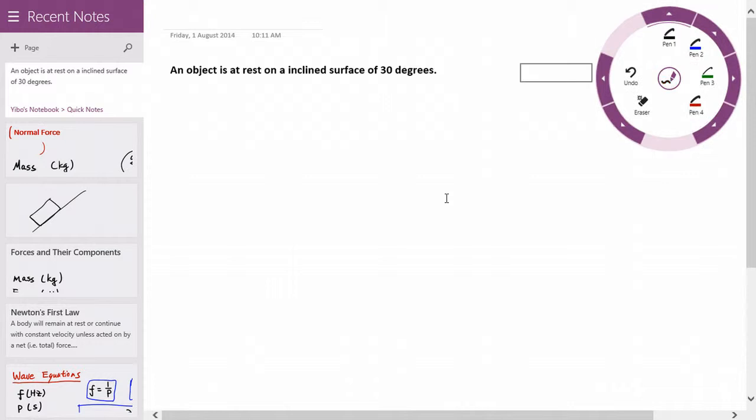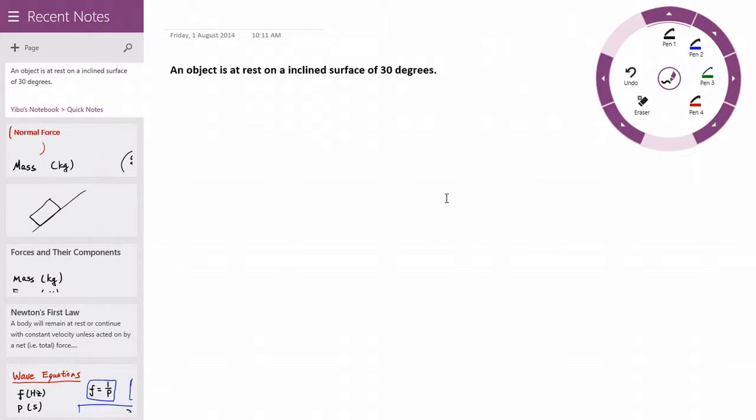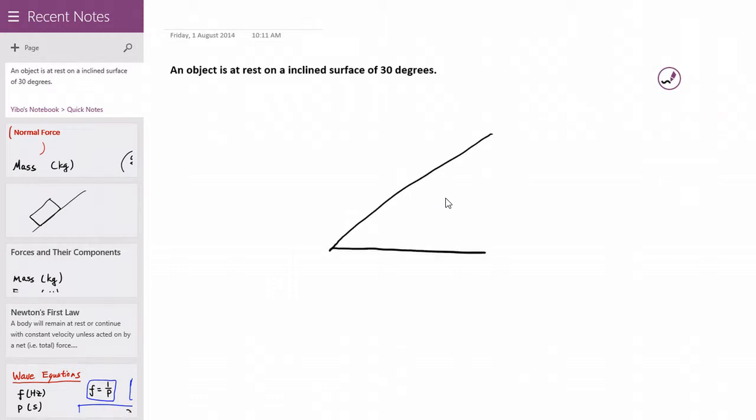Now here is another scenario. We have an object sitting stationary on an inclined surface of 30 degrees. So let me draw the inclined surface first. We have an inclined surface of 30 degrees, and we have a block of something sitting there, labeled M.